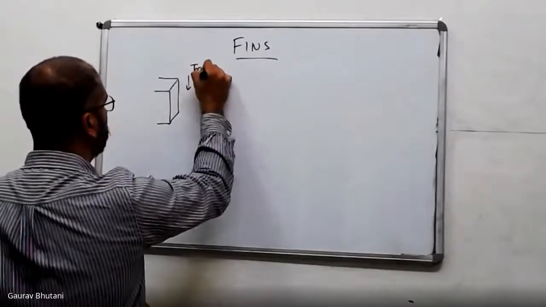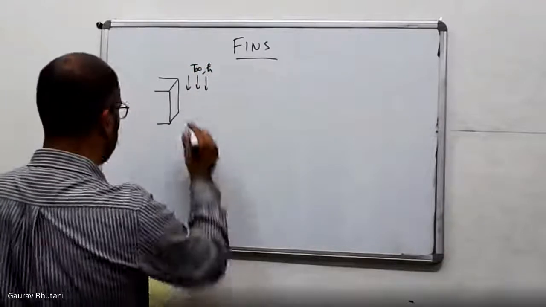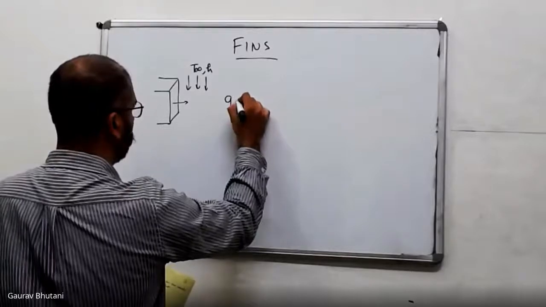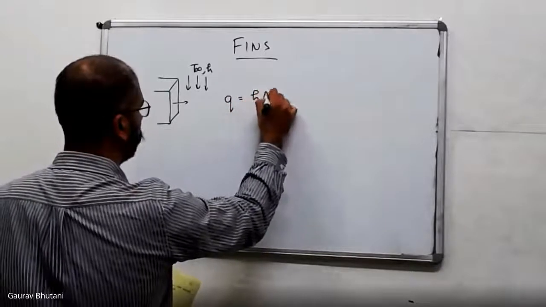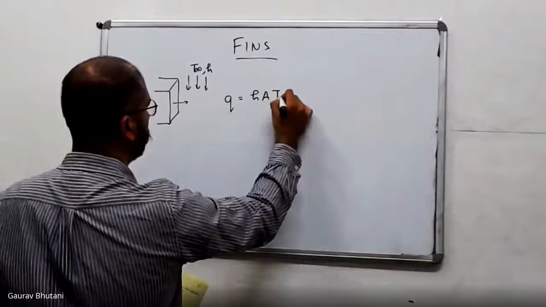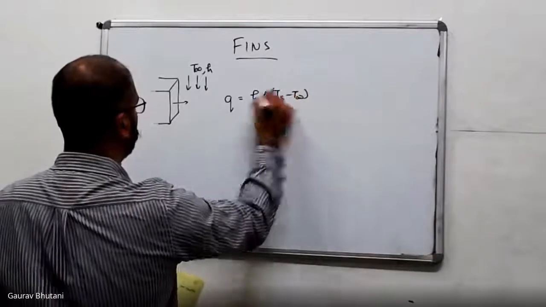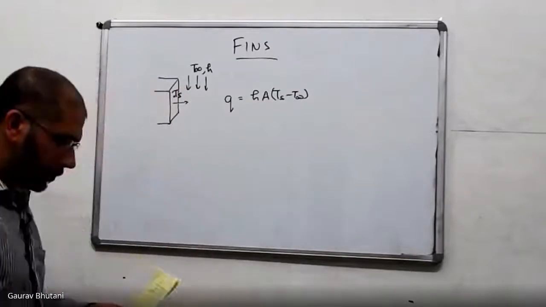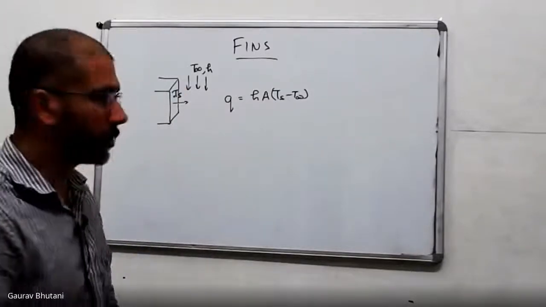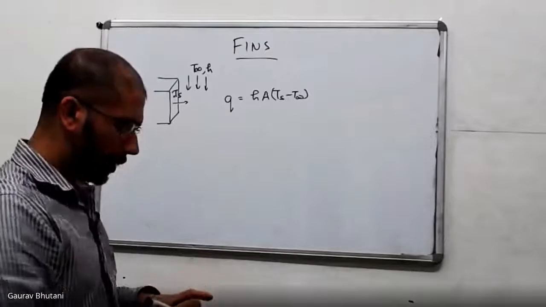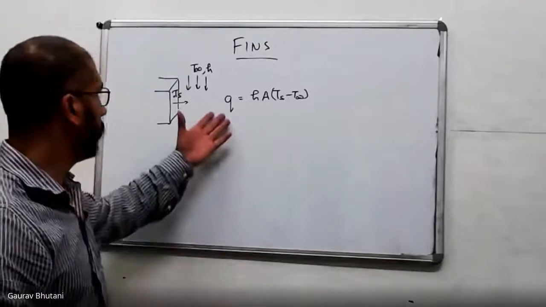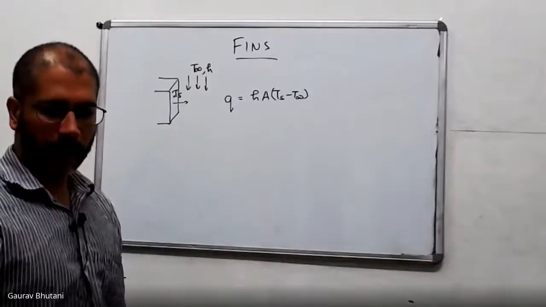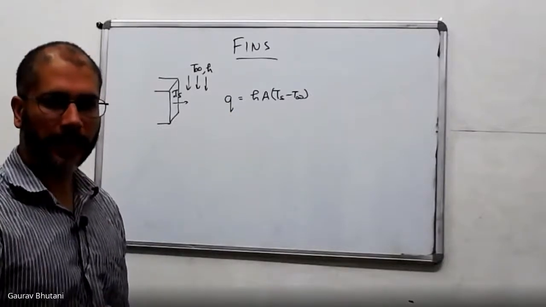The T infinity and h, and you know from Newton's law of cooling, Q convection is h times A times T surface minus T infinity. So this is your T surface. All right. So as an engineer, if I ask you what can you do, because you want to increase this Q, you want to cool the engine as quickly as possible, what can you do to increase the rate of heat transfer?